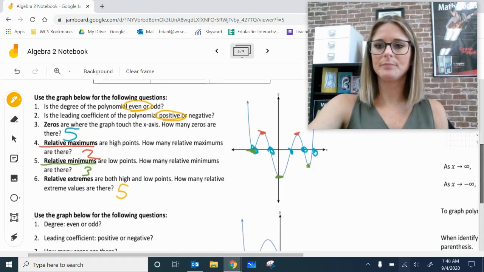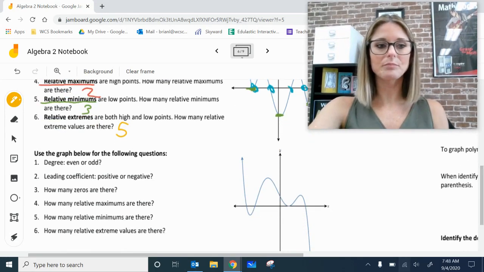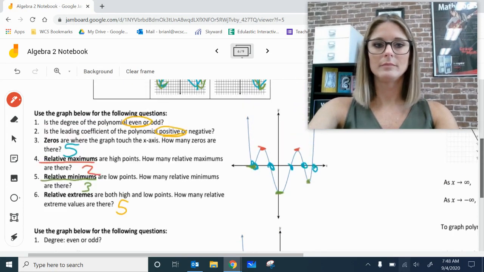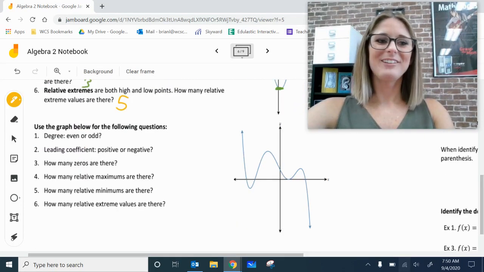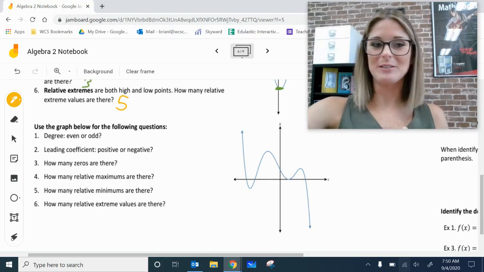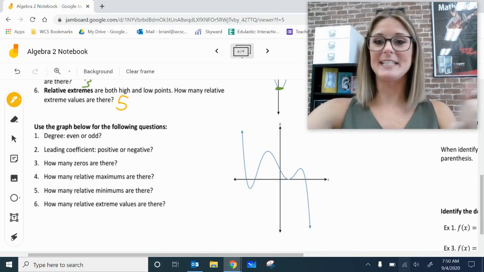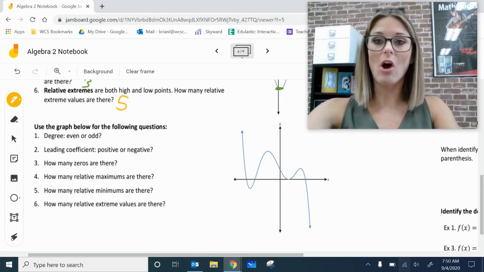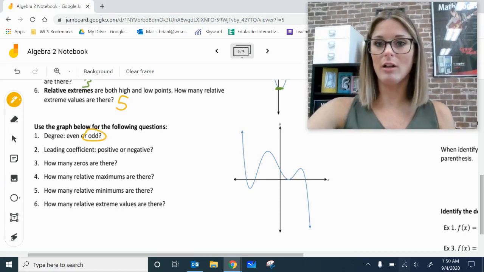Wasn't so bad, right? So we're going to do it one more time. Again, these are modeled after your Delta Math, so you're going to see similar questions there. Use the graph below to answer the following questions. So we're going to do this one more time. The degree, is it even or odd? Here you have opposite arrows going in different directions. So this is an odd degree polynomial.